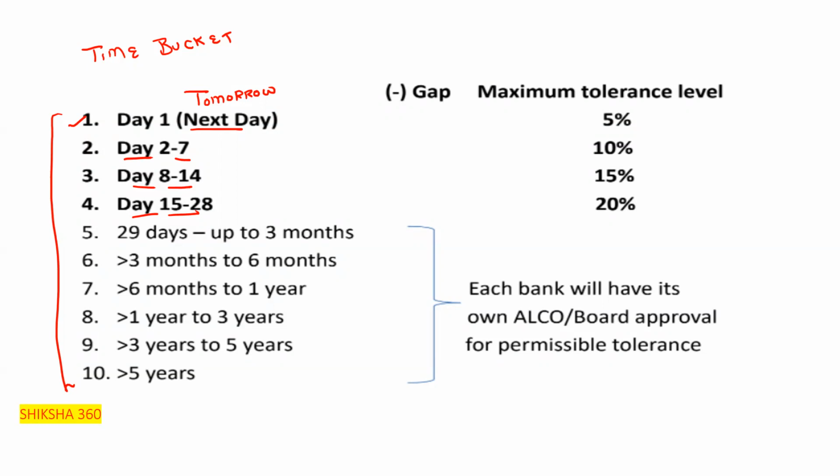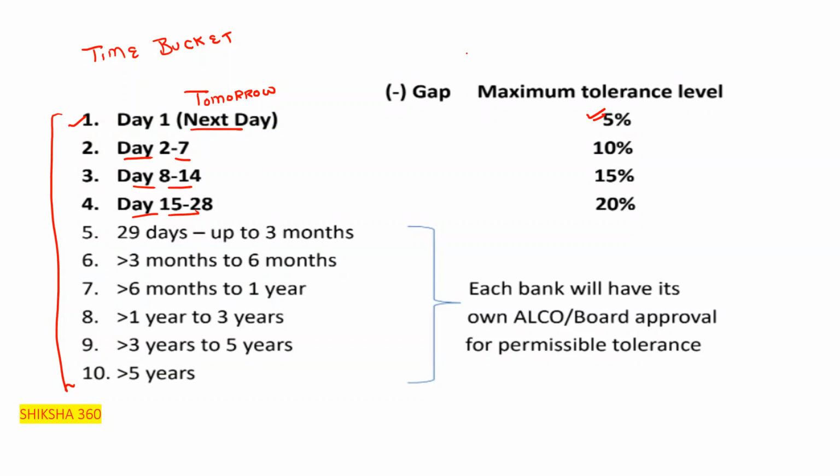And the tolerance level: the maximum tolerance level for the next day is 5%. For day 2 to day 7, the tolerance level is 10%. For day 8 to day 14, the tolerance level is 15%, and for day 15 to day 28, the tolerance level is 20%.